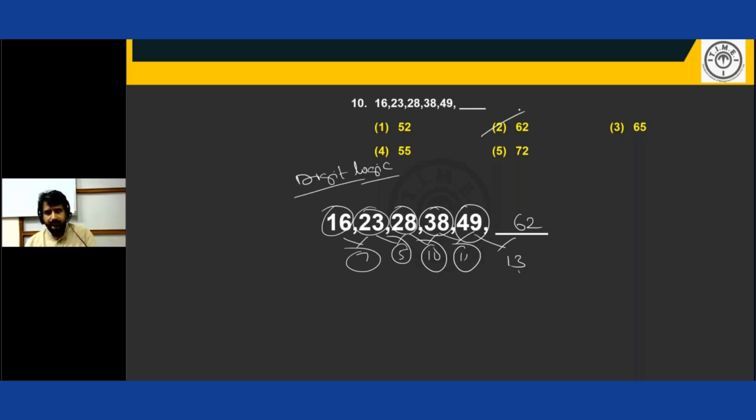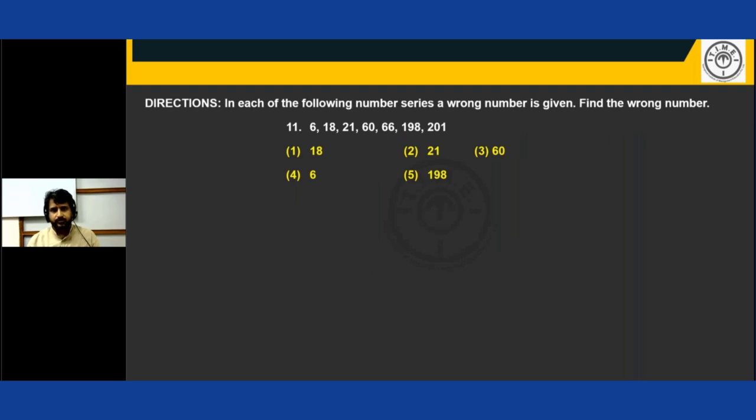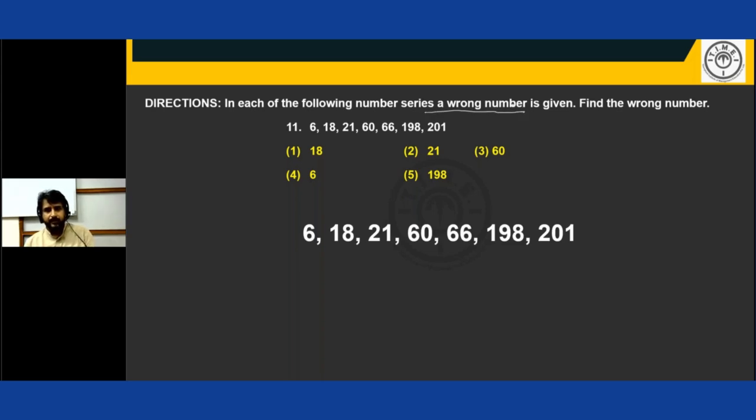So far, what we have discussed are questions of finding the missing number or the next number. Now let's move to the wrong number series. From here onwards there will be a slight increase in the level of difficulty of the questions. We'll discuss the questions together. We don't have much time. 6, 18, 21, 60, 66, 198, 201. Here you need to find the wrong number. A sequence of numbers will be given which follows a definite pattern, and somewhere it breaks the pattern. The number which breaks the pattern is the wrong number in the series. Let's check it.